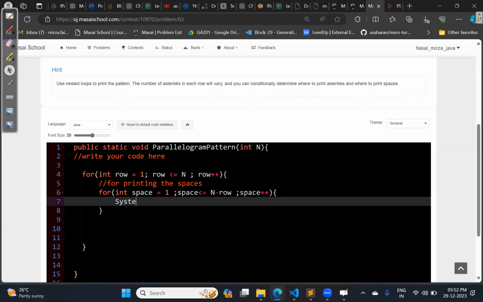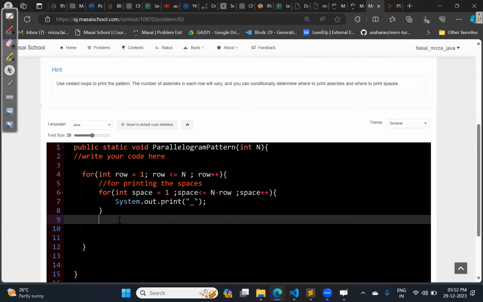Then what do I need to print? System.out.print. See, I'm using the print statement. This is again very important because I want the output in a single line. Print a space. For the visualization part, I will use an underscore, so you will visualize these spaces. Now for int, what is remaining is the column. So column starts from 1 till n, and then column plus plus.